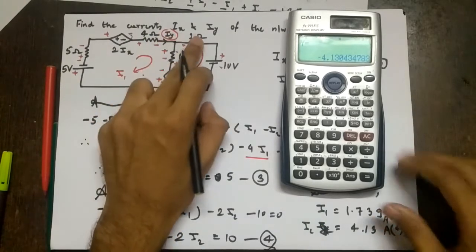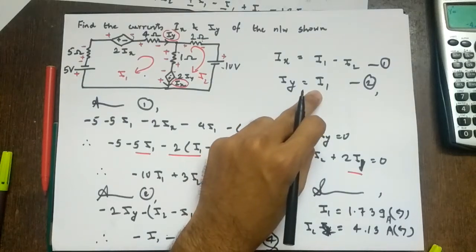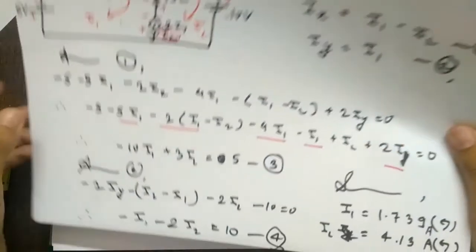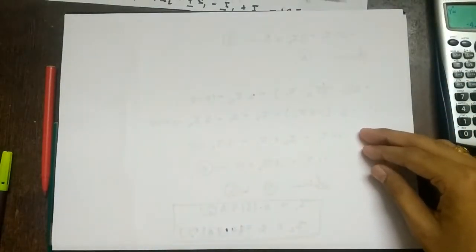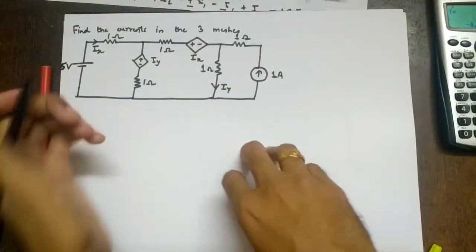But what they have asked is Ix and Iy. So what will be Ix? I1 minus I2, Iy will be I1. So that you solve for yourself. Okay, so this is the way you have to solve. Let's take one more sum. This will be a homework sum. I'll just give you the equations. You solve the rest yourself.